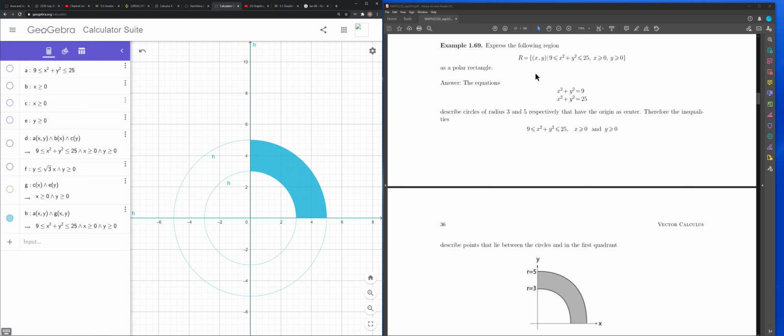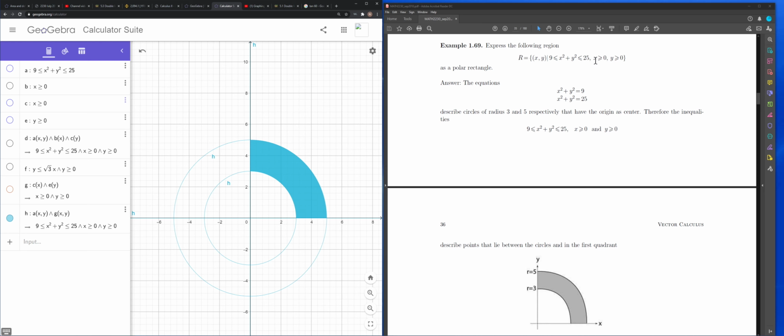sketch the region. All you're really doing is using equations of circles. For example, x squared plus y squared equal to 25 is a circle of radius 5. x squared plus y squared equal to 9 is a circle of radius 3. And this expression over here means that you're looking at an annulus where the inside circle is of radius 3 and the outside circle is of radius 5.